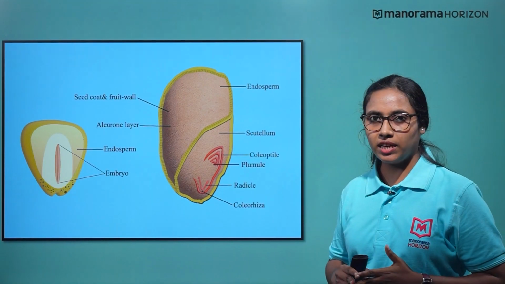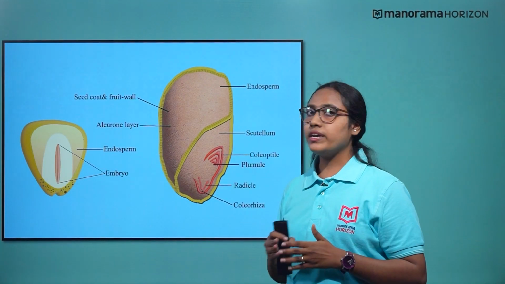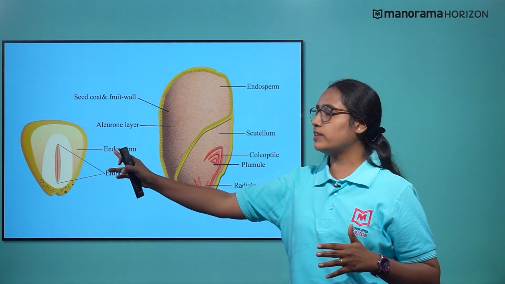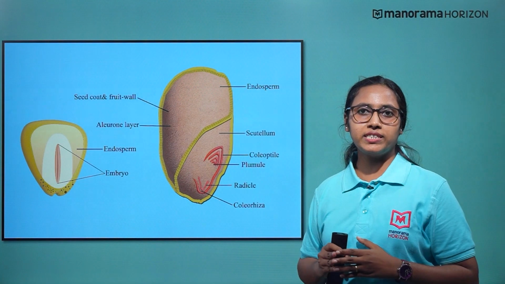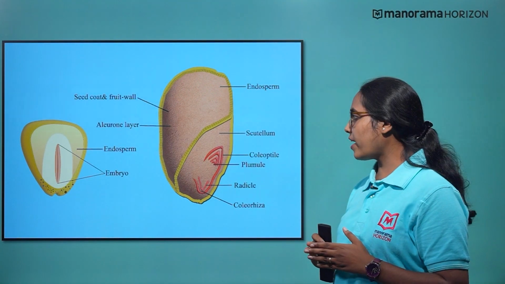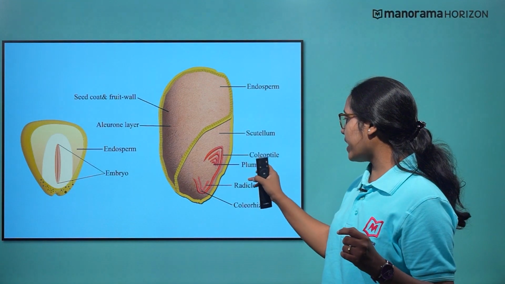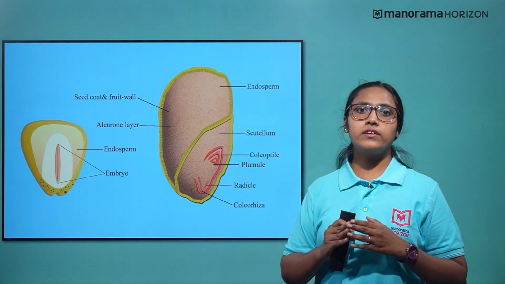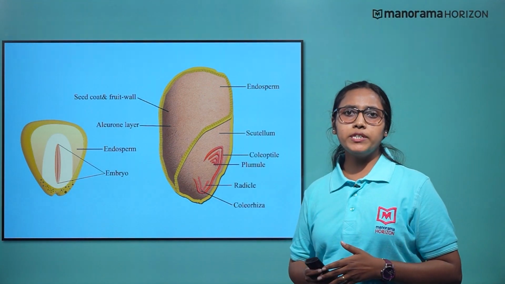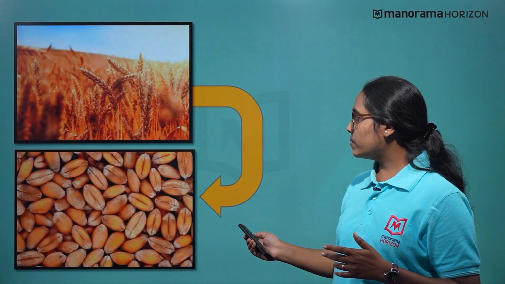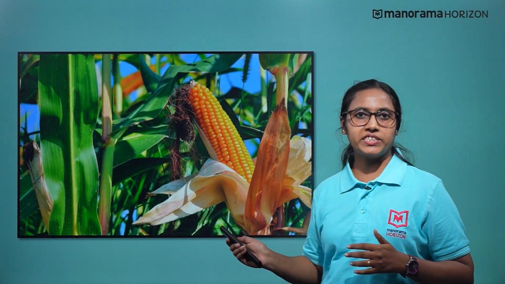As you can see in the image, the embryo is a small structure situated in the groove of the endosperm. Here you can see that the plumule and the radicle are enclosed in a sheath called coleoptile and coleorhiza respectively. Examples of monocotyledonous seeds are rice, wheat, corn, etc.